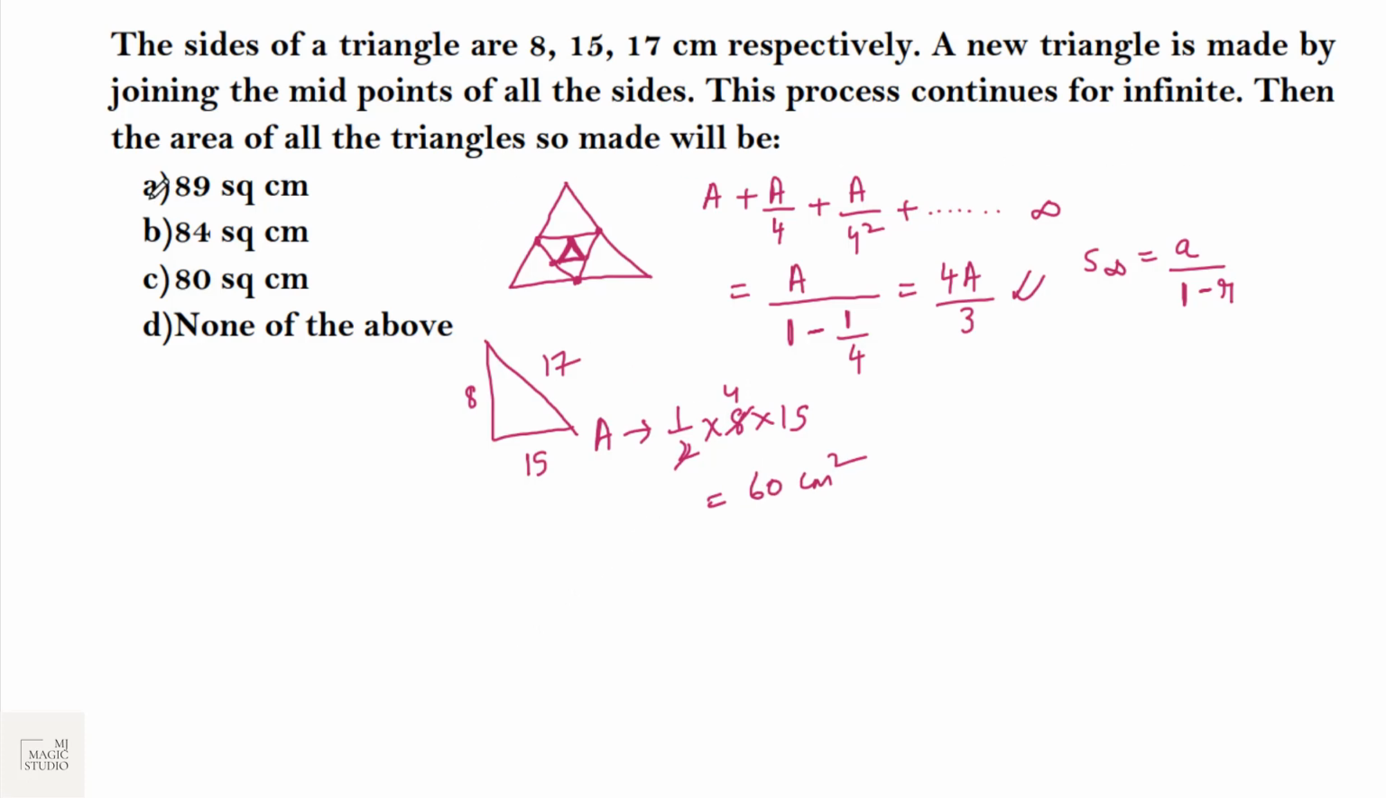Now, what will be the area of all the triangles so made? It would be 4A by 3. So our final answer is 4 by 3 into 60. 3 into 20 is 60, and 4 into 20 is 80 centimeter square. So the area of all the triangles which will be formed in such a fashion would be 80 square centimeter. Option C is the pick.